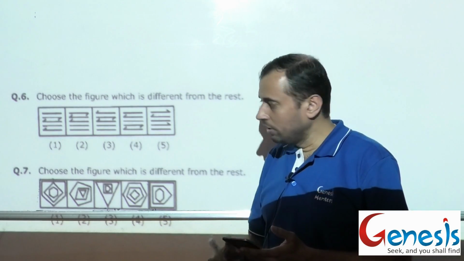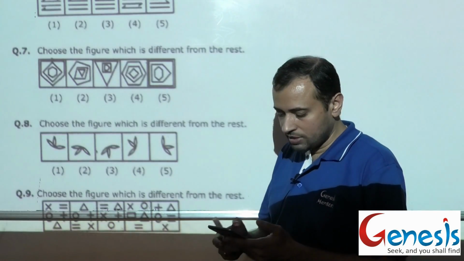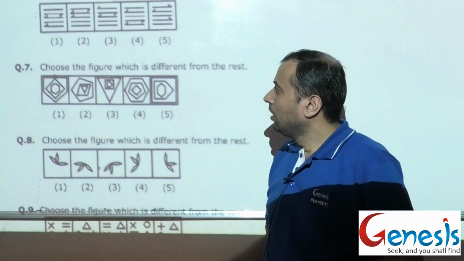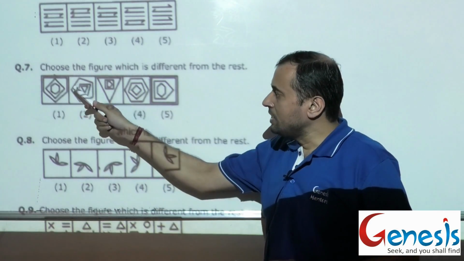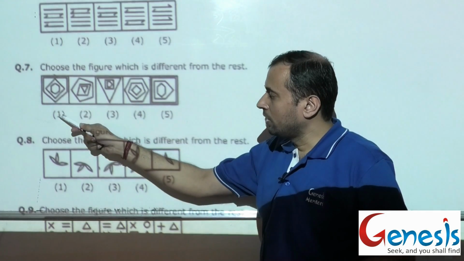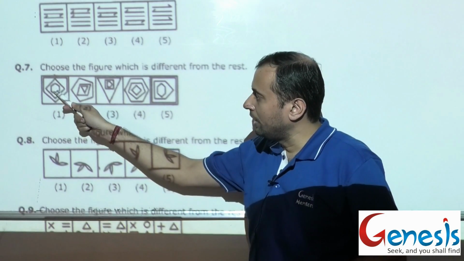Now moving on to the next question, which is the 7th one. Right, when we talked about each and every frame, the problem figure consists of 1, 2 and 3 figures, right?